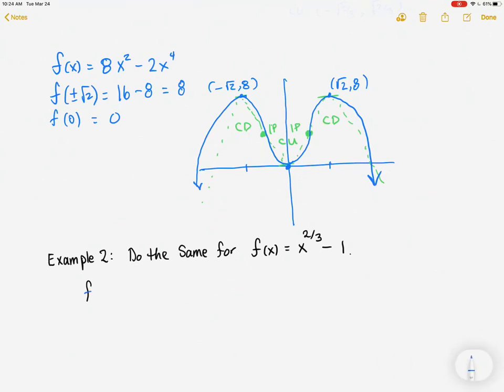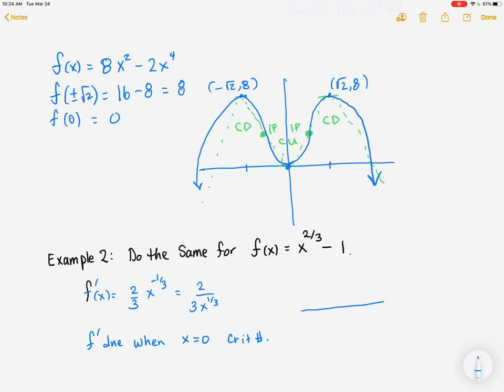There we go. F prime of x is 2/3 x to the negative 1/3, which is 2 over 3 times x to the 1/3. Since the numerator is a 2, there are no values of x that make this derivative 0. But there is an x in the denominator. F prime does not exist when that denominator is 0, and here it's when x is 0. But that's going to be a critical number.